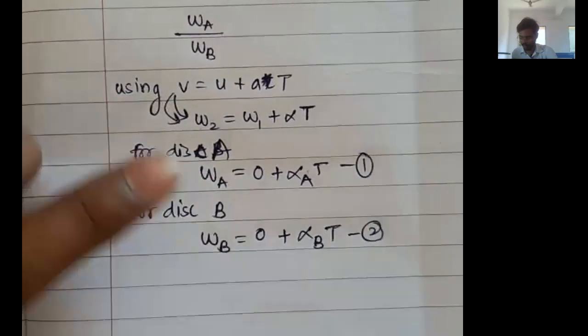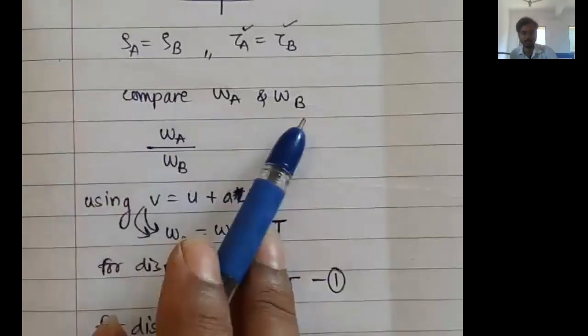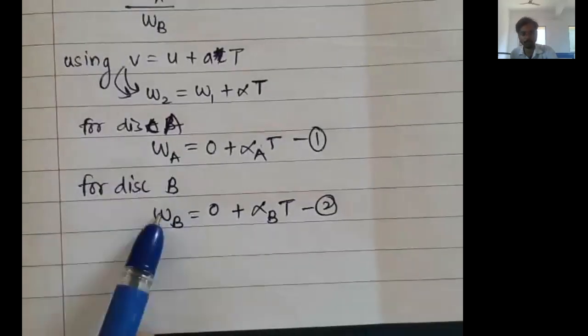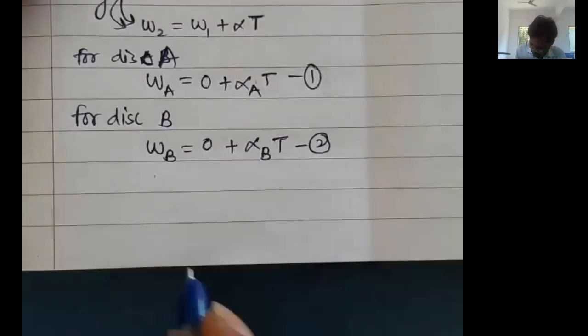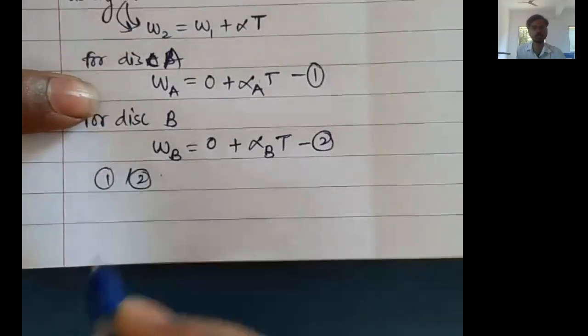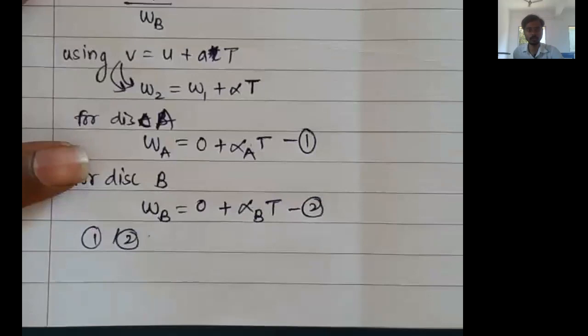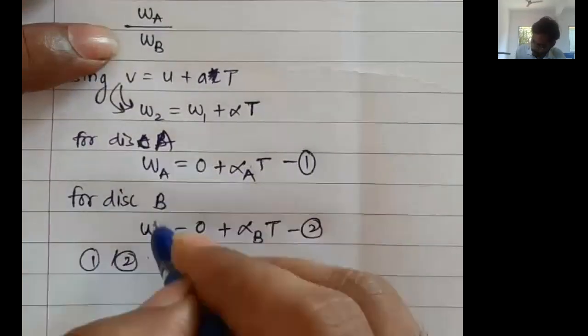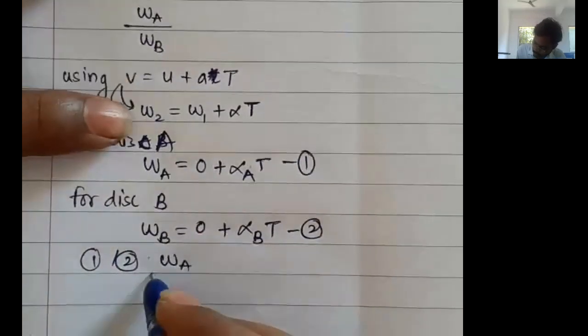Now you want a comparison of omega A and omega B. Just do omega A upon omega B, equation 1 upon 2. Whatever is asked or required, try to go directly towards that. That will lead to the shortest time. Omega A upon omega B, so that the question is solved in the least time.